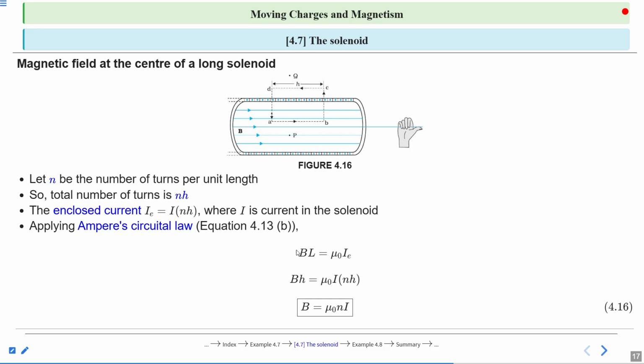And this is the final expression for the magnetic field inside, at the center of a long solenoid: B equals mu naught n I. This is the expression for a long solenoid only, not a short solenoid. What is n? n is not the number of turns, n is the number of turns per unit length. You have to remember that while doing numericals. So mark it as 4.16.